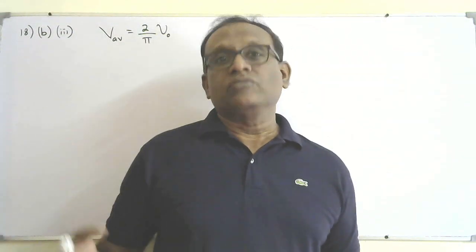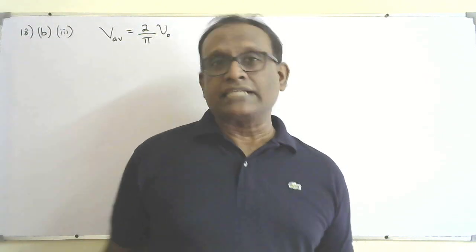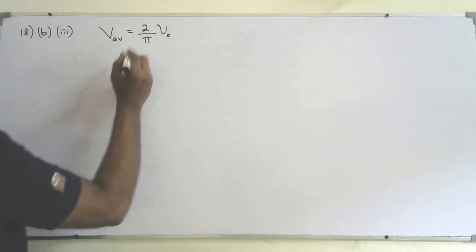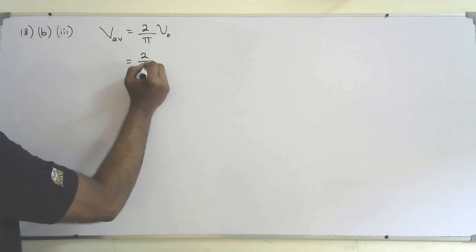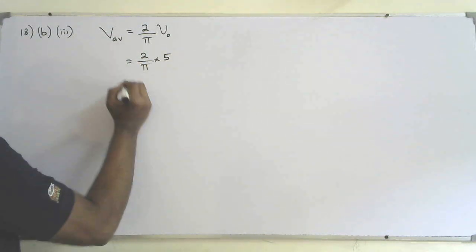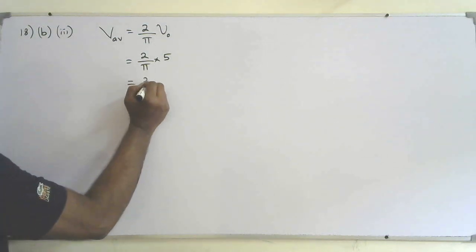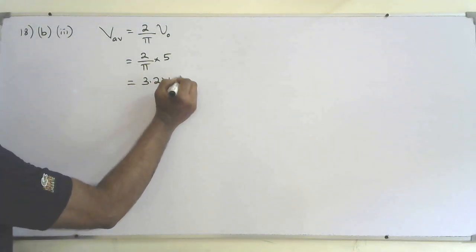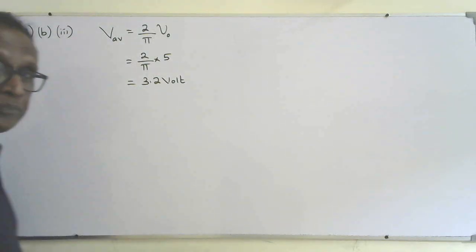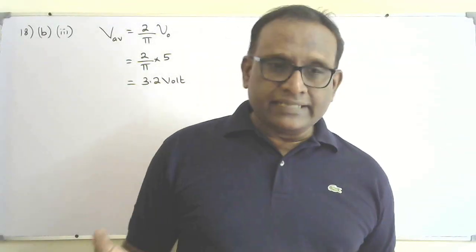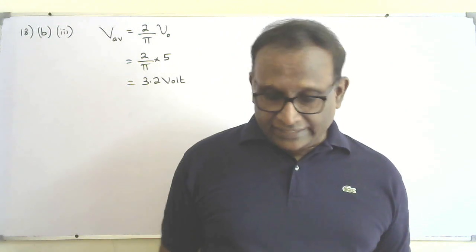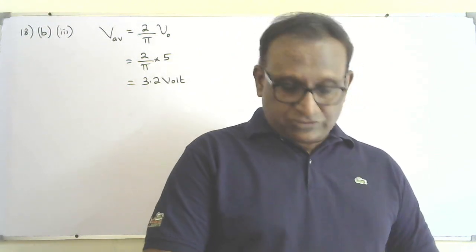Sometimes students ask when we are doing this paper, so for those students, I am telling this. So 2 over pi, substitute 2 over pi into the peak voltage 5, you will get 3.2 volt. So that is the average volt. How this equation is obtained is not in your syllabus, we can derive it, but you don't need that derivation. That's the way the average voltage is obtained.